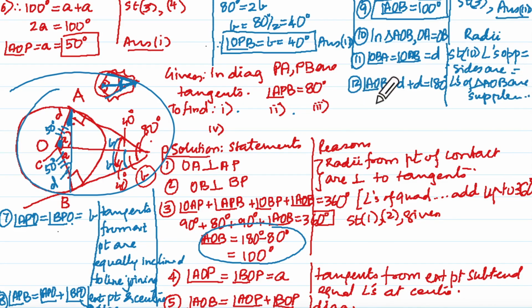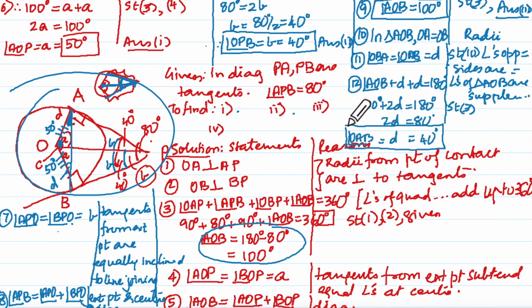Okay, so AOB means how much it is? 100, right? Yes. So 100 degrees plus 2D equal to 180 degrees. Which statement said it is 100? Statement 3. Okay, so 2D will be equal to 80. So D will be equal to 80 upon 2, which means 40 degrees. And for this D, you will write angle OAB, and put this full thing in a box. So it's easier for the examiner to spot the answer.